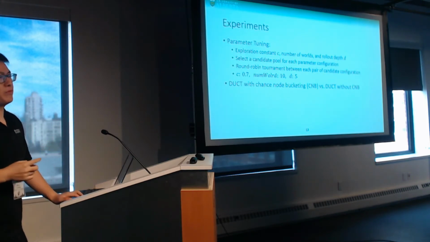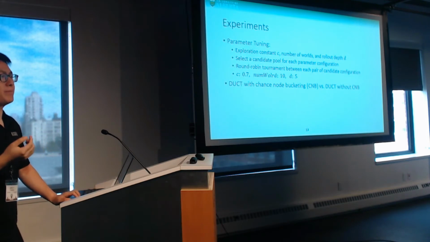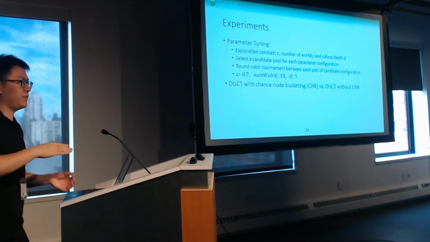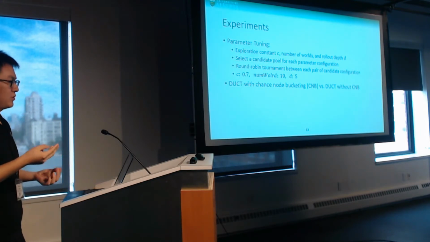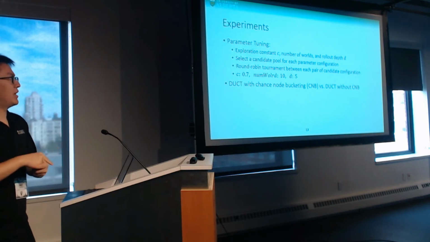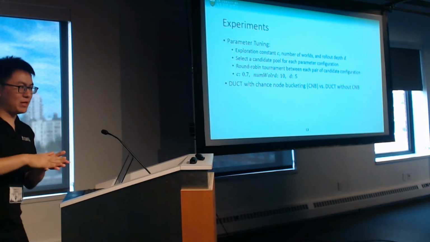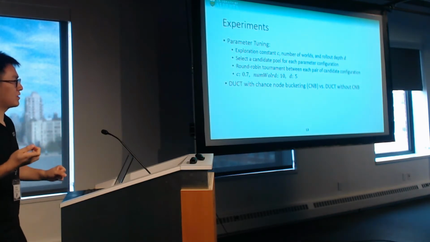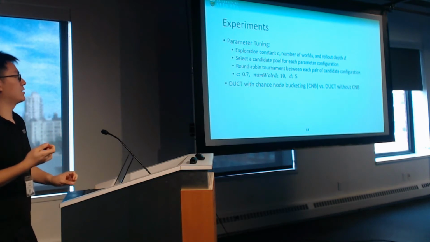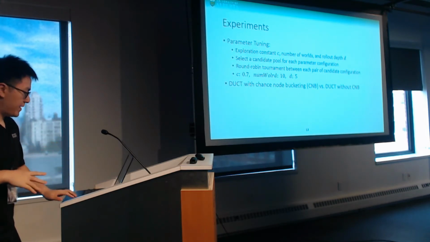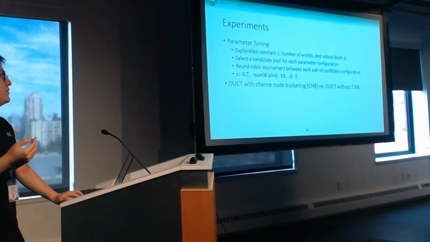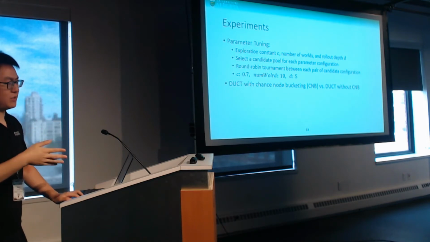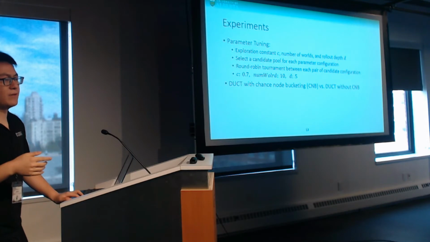For the experiments, we first fine-tune the parameters. There are 3 parameters to tune. Instead of running a full 3D grid search, we select a candidate pool by running small scale experiments, and then run round robin tournaments between each pair of candidate configurations. In the end we find the best configuration is C equals 0.7, number of worlds equals 10, and depth equals 5, under the given time budget of 5 seconds.